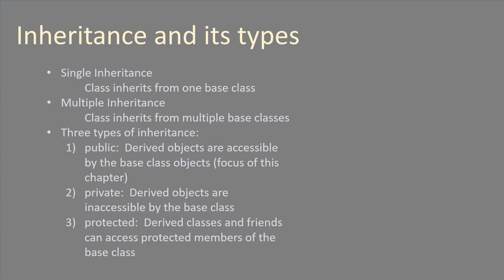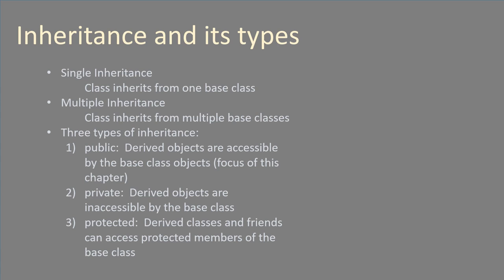Let's discuss inheritance and its types. Inheritance can be single inheritance and multiple inheritance. Single inheritance means when a class is inherited from just one base class, one parent, and has a child. In case of multiple inheritance, a subclass or a derived class is inherited from more than one base class. That means more than one generic type from multiple parent classes has been inherited in a single derived class.